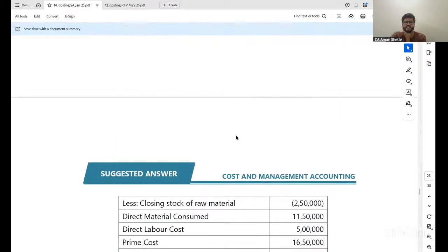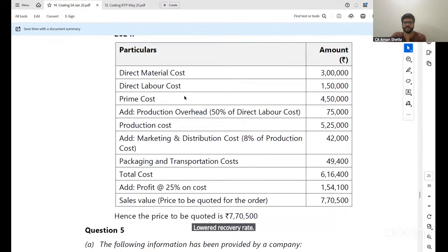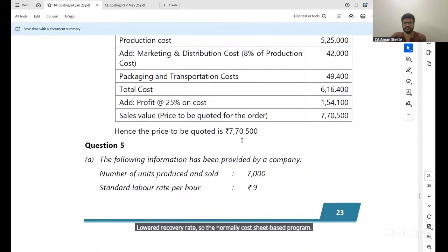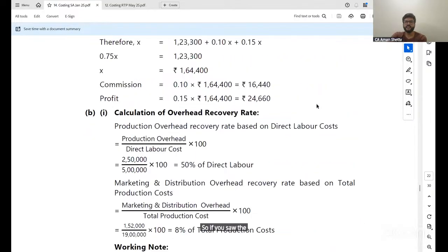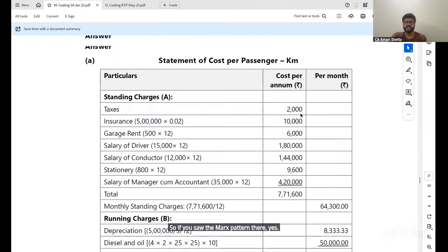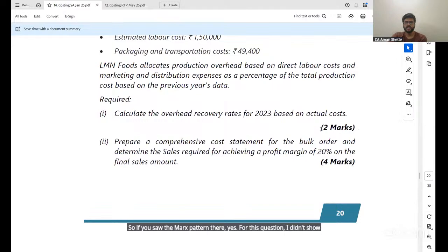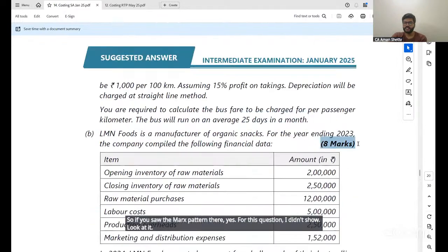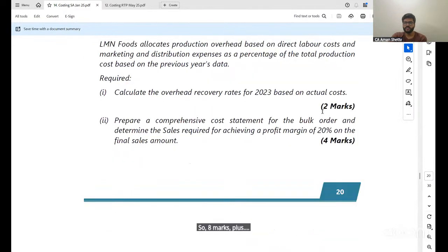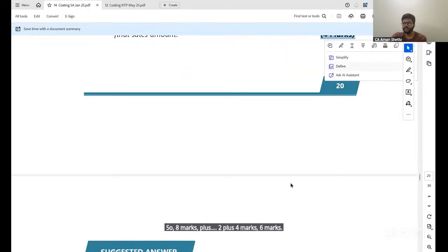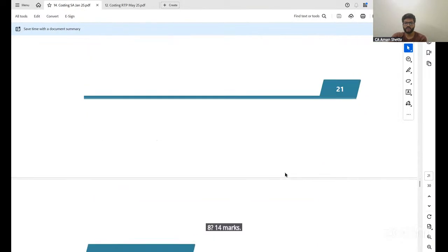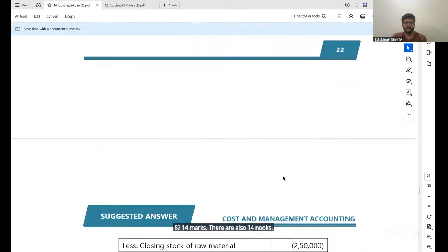Overhead recovery rate, normally cost sheet based. If you saw the marks pattern there, for this question I didn't show. Look at it. 8 marks plus 2 plus 4 marks, 6 marks, right? 14 marks. Here also 14 marks. Next.